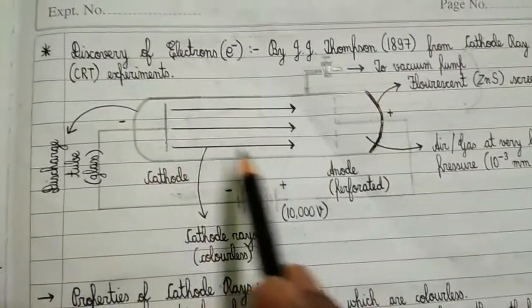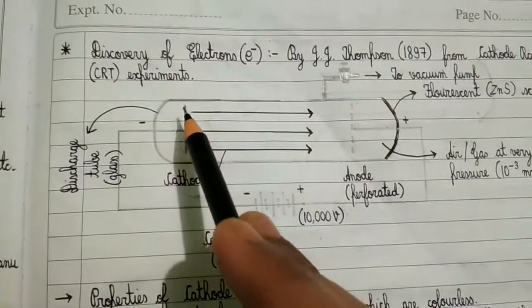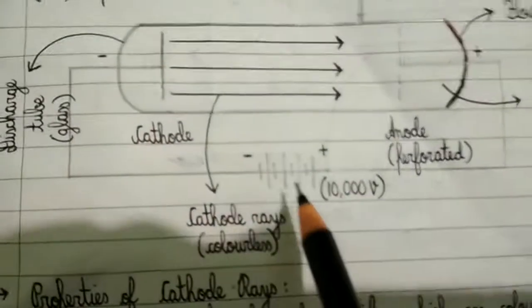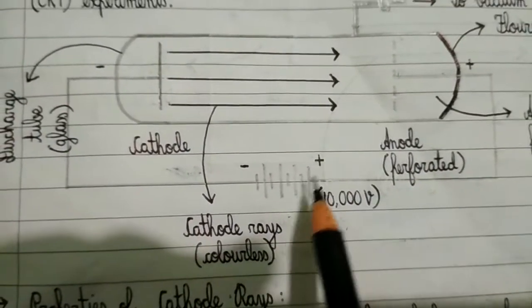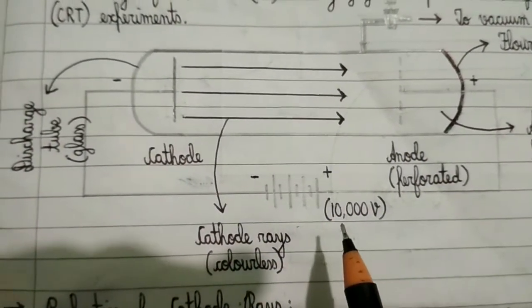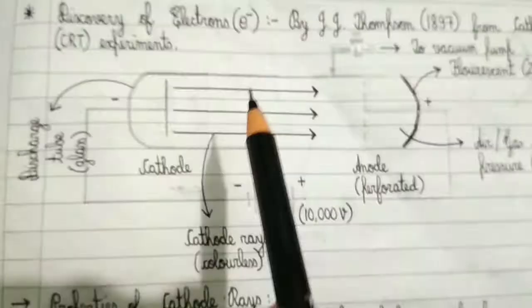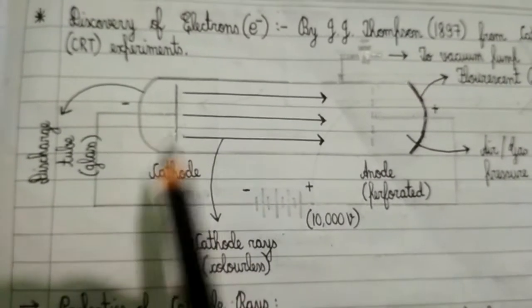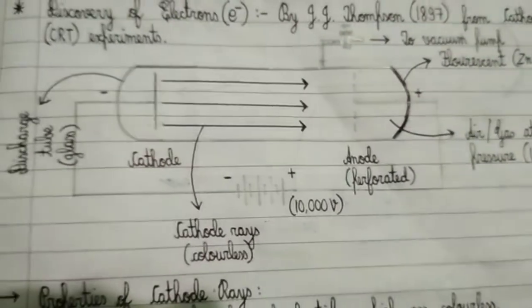First of all, we have this glass tube, which is known as a discharge tube. It is made of glass, and then we have two metal plates connected to a battery. A condition for this experiment to be successful is that the potential should be very high, about 10,000 volts. The plate connected to the negative terminal is termed the cathode, and the plate connected to the positive terminal is termed the anode.